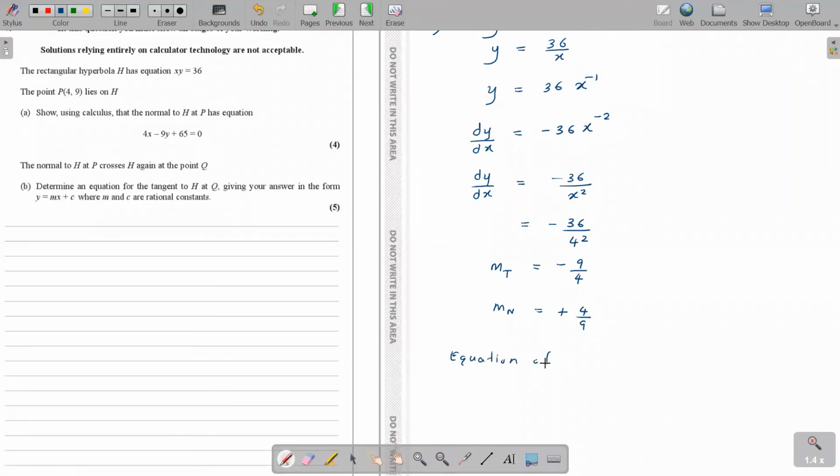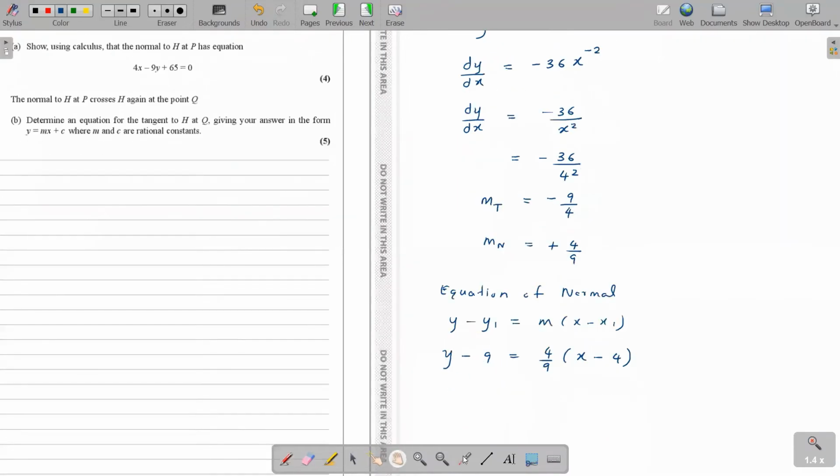The equation of the normal will be y minus y1 equals gradient times x minus x1. Let's substitute the y coordinate, we are going to apply (4, 9), right? y minus 9, the gradient is 4 over 9, times x minus x1, which is 4. So move the 9 to the other side. We are supposed to get it in all integer format, so multiply by 9. 9y minus 81.